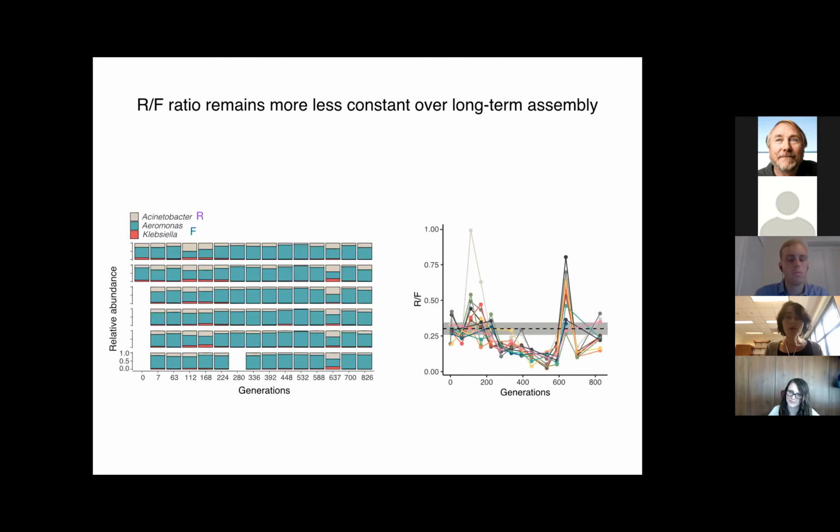And I just really want to finish by showing you some new results. This is from a community assembly experiment that we have done for close to a year. We started with 12 replicate communities, and what I'm showing you here on the left is the community composition for 6 of those replicates across time. And on the right is the RF ratio for the 12 replicate communities. And what we can see is that the RF ratio remains more or less constant over time. We are now looking in more detail at what's happening through time by looking at how growth parameters and metabolic secretions are changing.